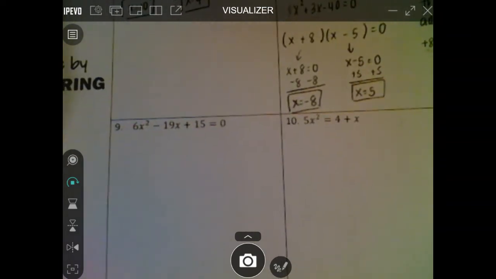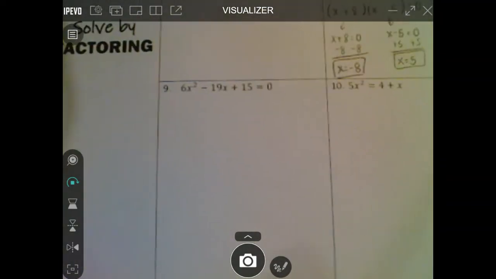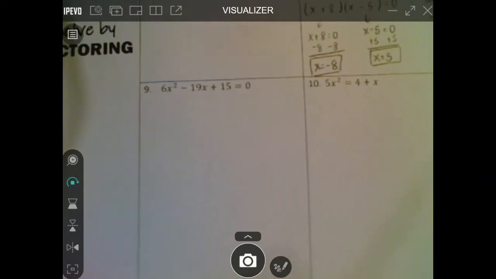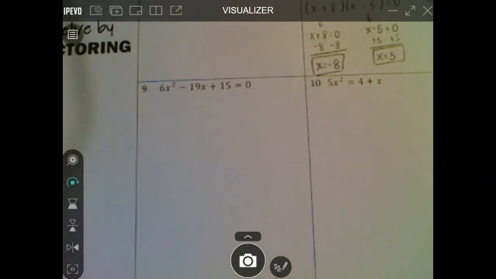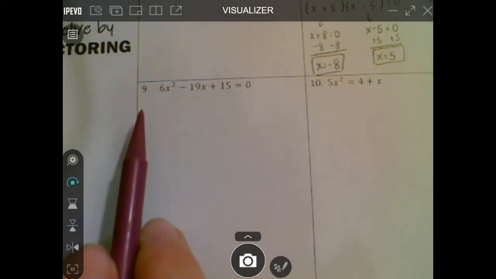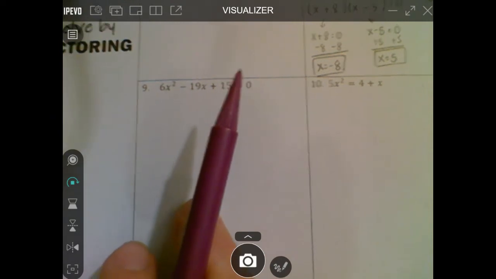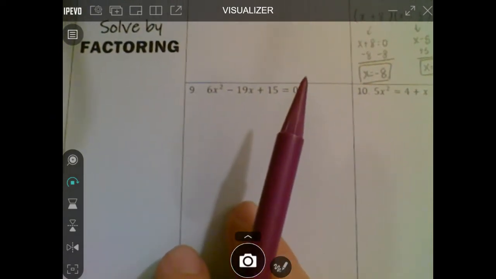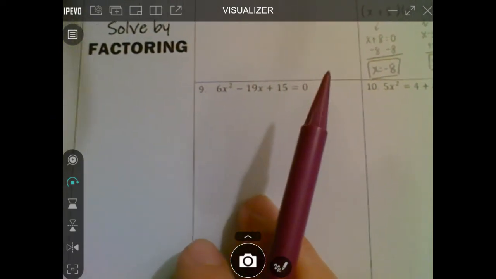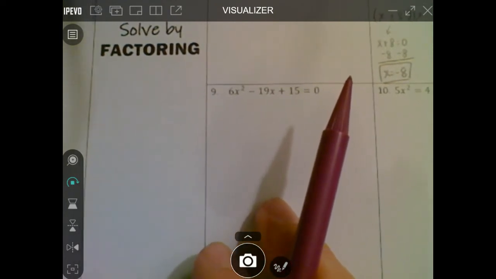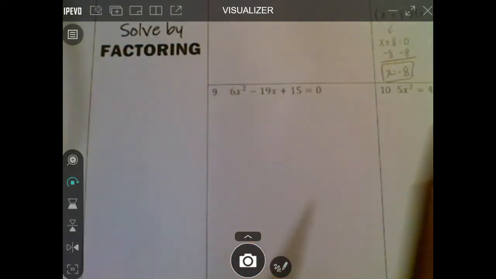All right, the last two examples are different because these two are going to have leading coefficients on the x squared that we're not going to be able to get rid of by a GCF process. So there's a couple different ways to do this. You can always use guess and check. Some people don't like guess and check because they have to check too many numbers and it gets a little bit tedious. So the way that I like to do it is by factoring by grouping.